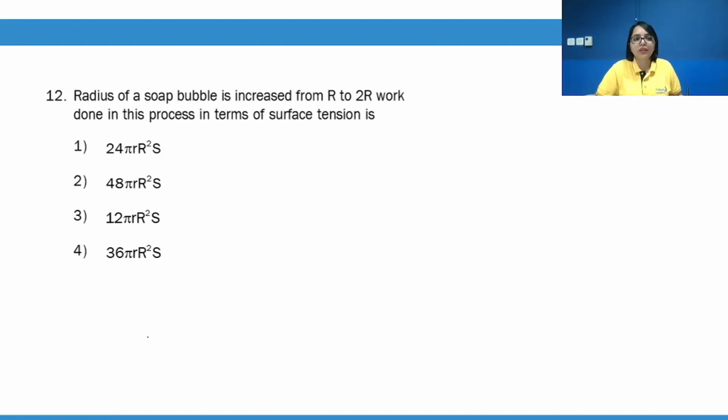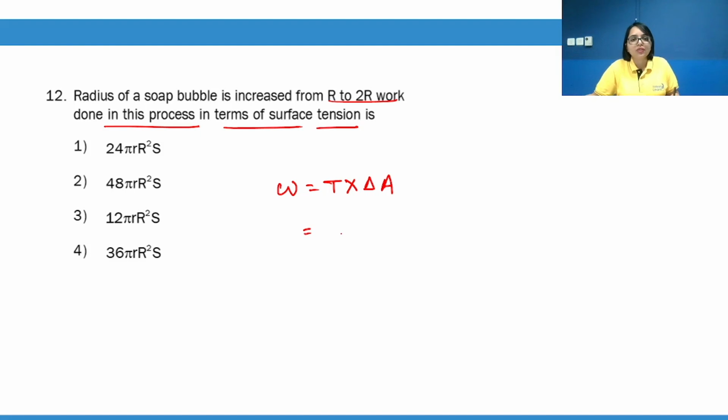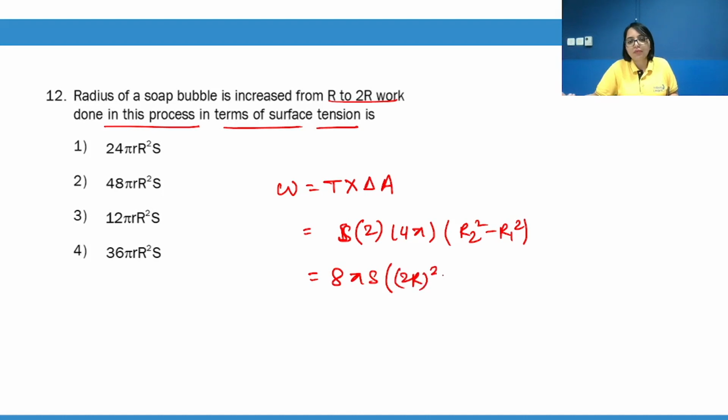Next is question number 12. Radius of a soap bubble is increased from R to 2R. Work done in this process in terms of surface tension is. So again, work done is equal to surface tension into change in area, right? So surface tension is S, and this is of a soap bubble, so it will be 2 times 4 pi (r2 square minus r1 square). So it will be 8 pi S ((2r) whole square minus r square). So it is 3r square into 8 pi S. So this is 24 pi r square S, which is option 1.